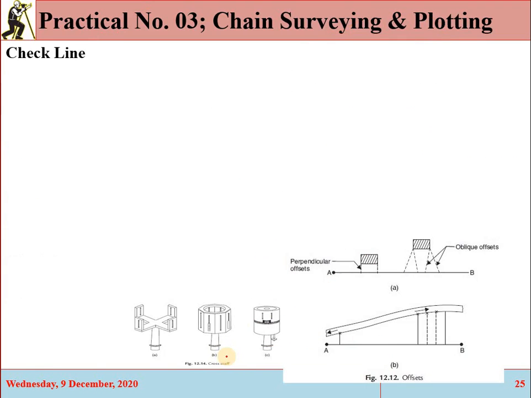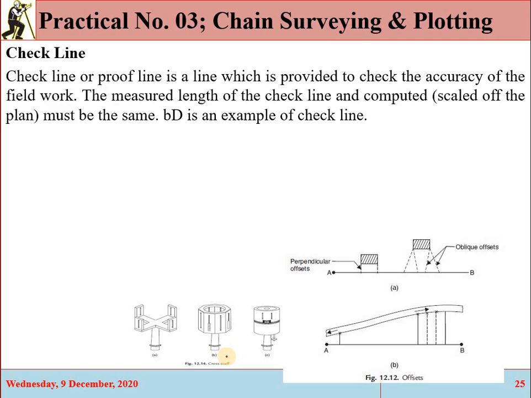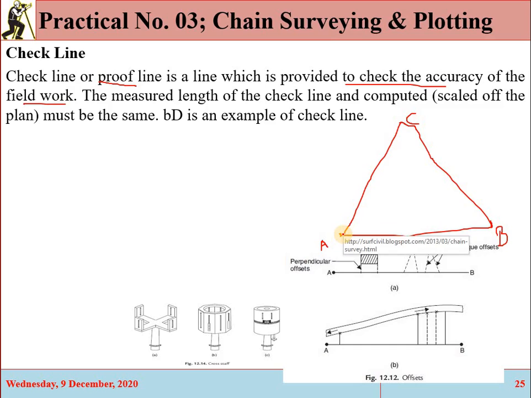Okay, then we have the check line. So see, check line, that is also called a proof line, which is a line provided to check the accuracy of the field work. See, for example, here in the field, suppose we have 3 stations, which is A, suppose that is B, and suppose that is C. Okay, suppose these are the stations on the ground, these are the stations at the field. Okay, so see, suppose we have taken the distances, we have measured the distances AB, BC and CD.